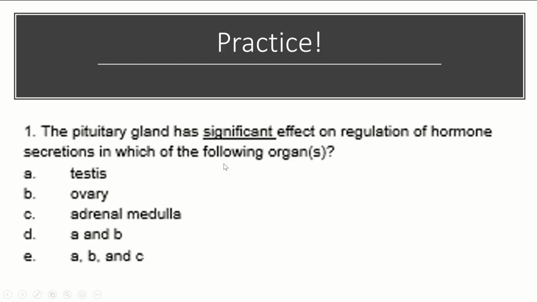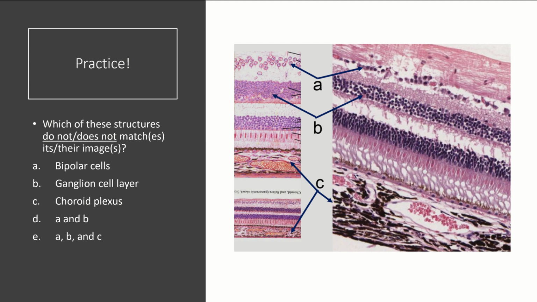Okay, this one: the pituitary gland has significant effect on regulation of hormone secretions in which of the following organs? So it does affect the testes. Remember, that's through that follicle stimulating hormone and luteinizing hormone. The pituitary gland does the same thing on the ovaries with the same hormones. The adrenal medulla, and that's the key there. Remember, we didn't talk about the pituitary gland controlling the adrenal medulla. That's where we're making our epinephrine, our fight or flight response. It controls the adrenal cortex. So that one is incorrect. The answer would just be A and B.